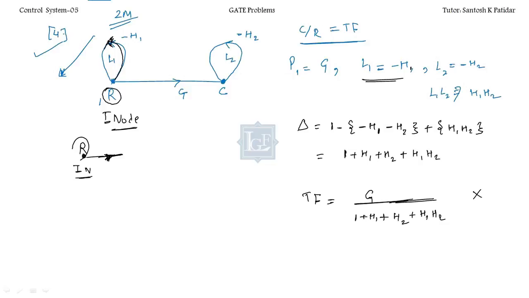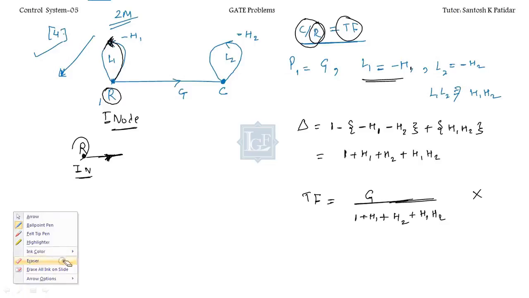Why is this branch coming? If this branch is coming to this node, it means definitely this is not the input node. So definitely you need C by R, but the transfer function is given with respect to the input node. So how will you solve it? Whatever you solve is definitely wrong because this R is not the input node. So I have to make it right.